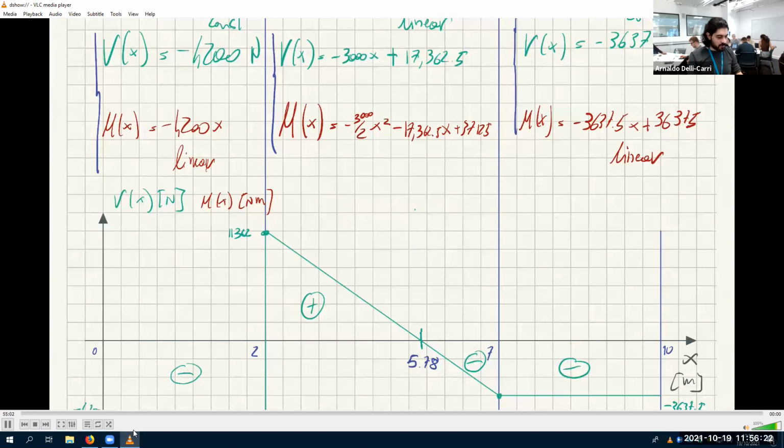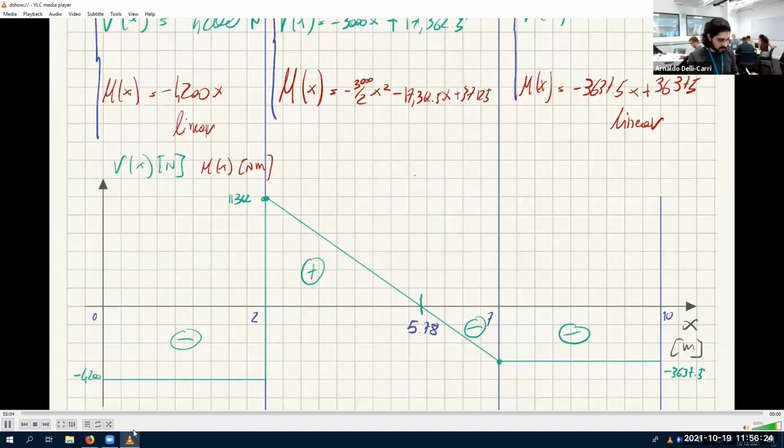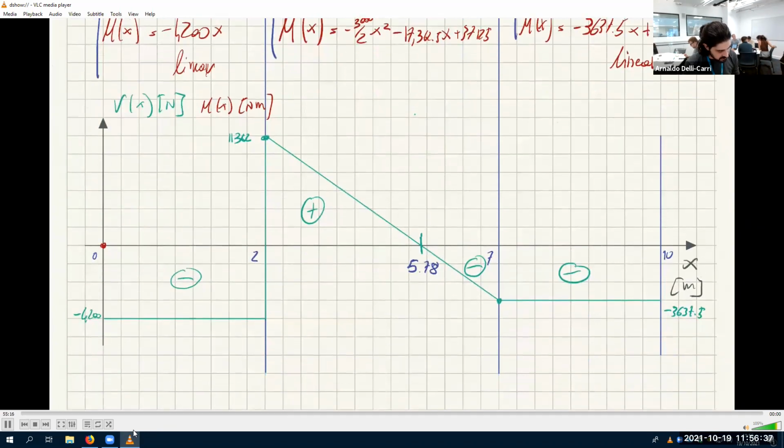Finally, for the bending moment, it's linear. So minus 4200x, that means when x is 0, I start from here. When x is 2, it's minus 8400. So say from here to here. This is minus 8400 Newton meters, of course.